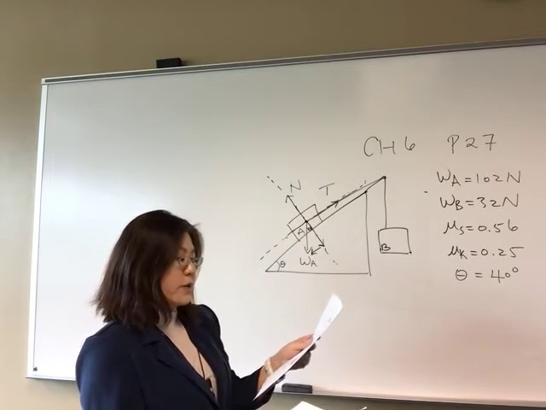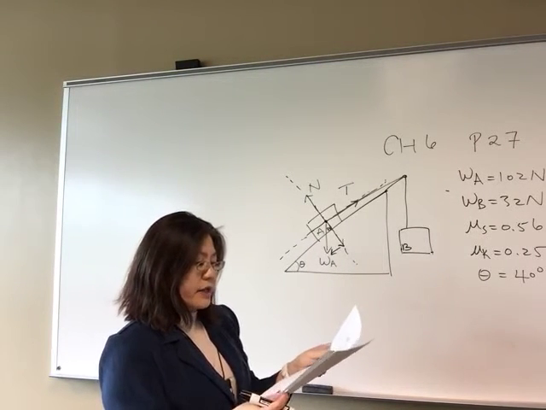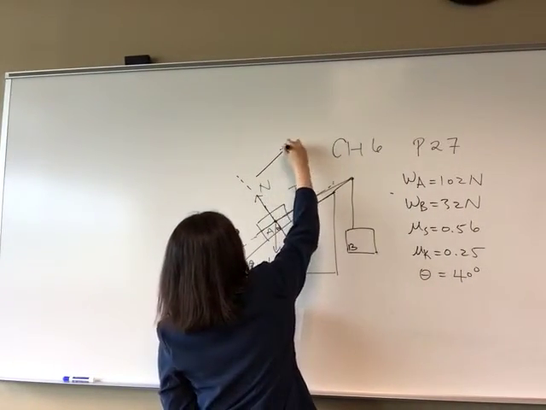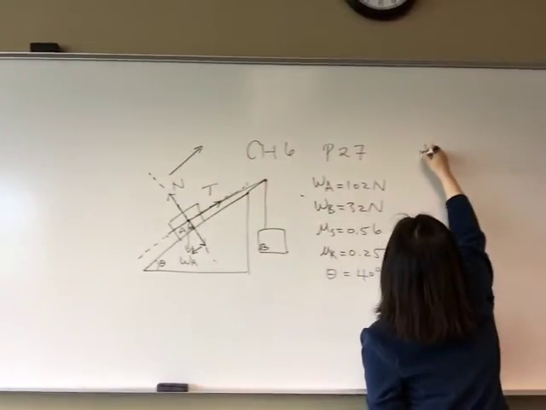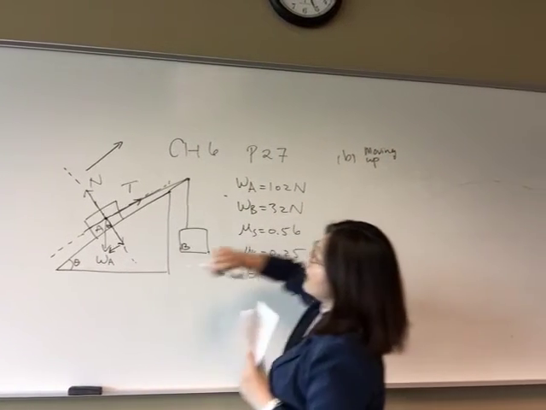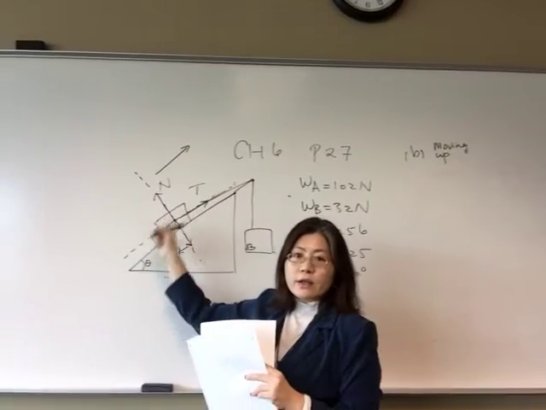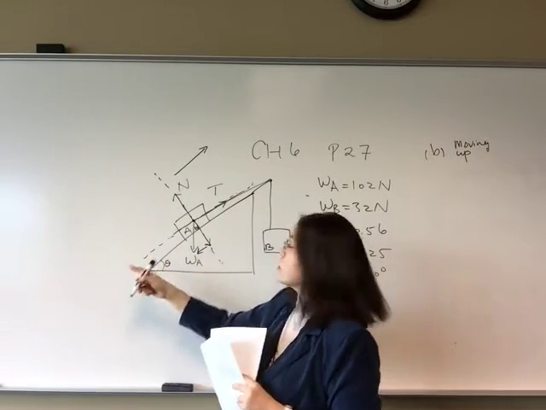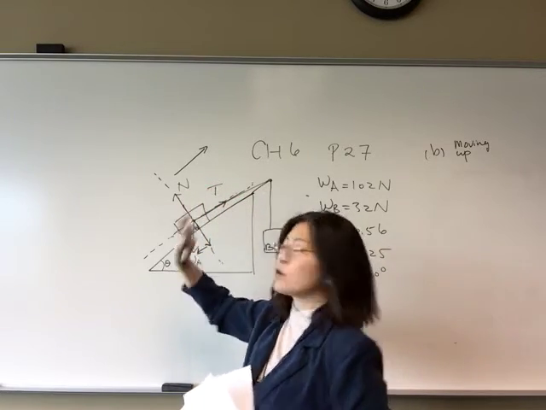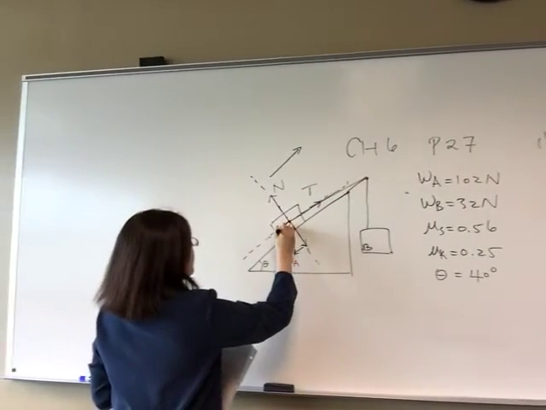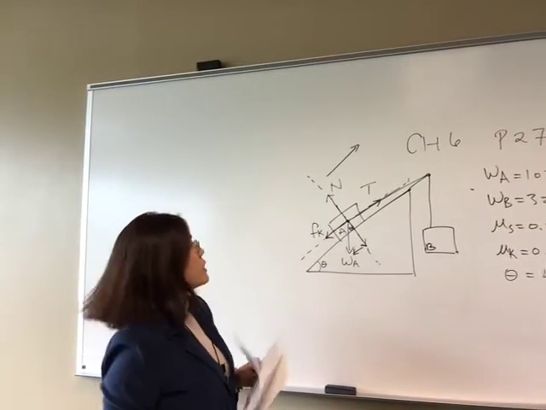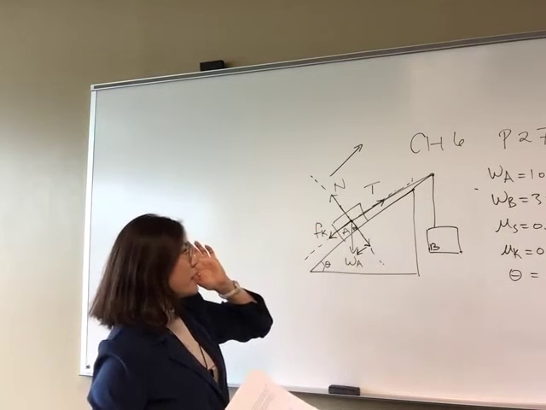For part B, you're asked to find if A is initially moving up the incline. Okay, so now the whole thing is moving up the incline. When it's moving up, we know that there's a friction force in the opposite direction of the motion. And because it's moving, now the friction becomes a kinetic friction. So you have the kinetic friction, Fk, acting in the opposite direction of the motion. So this is a free body diagram for part B.